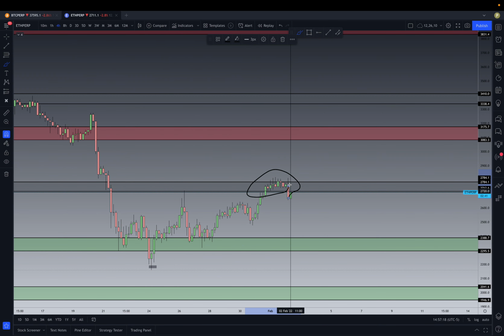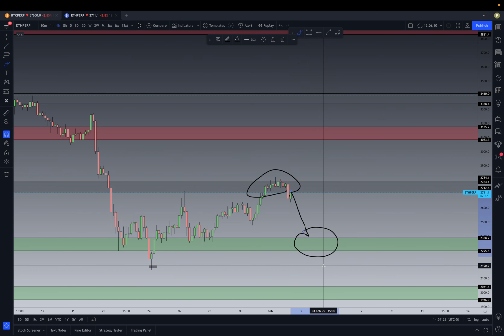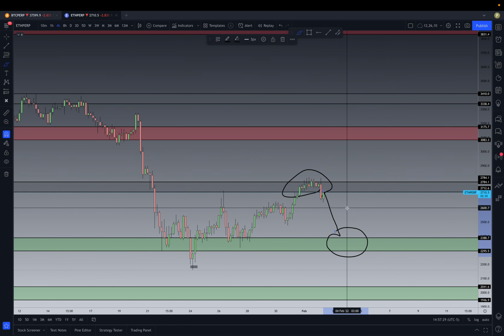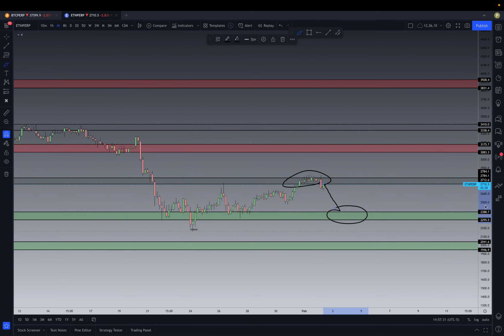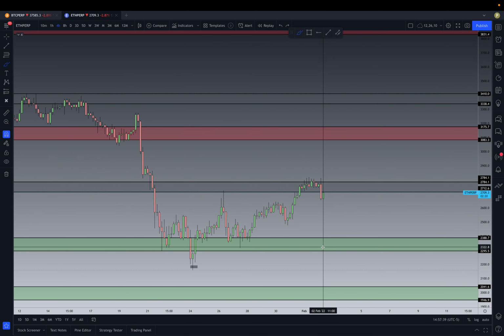Okay, so if we reject over here, we could see a possible downtrend towards 2300 to 2388. And if we somehow break through that, well, we know the next target is about $2 grand to 1900s. Okay, and you must be asking, well, where did I get this level?